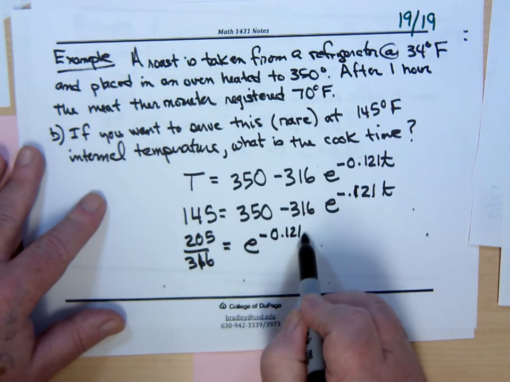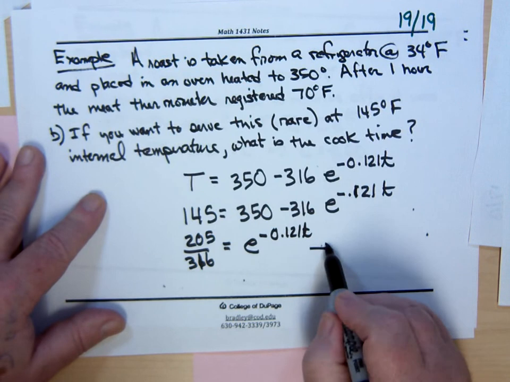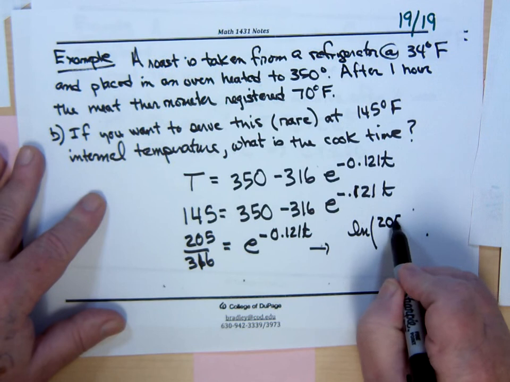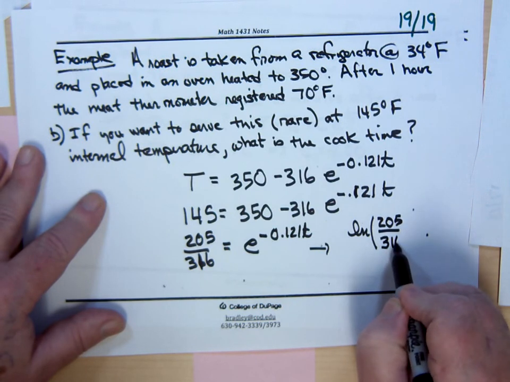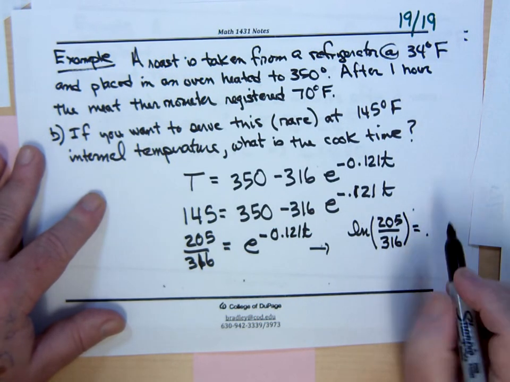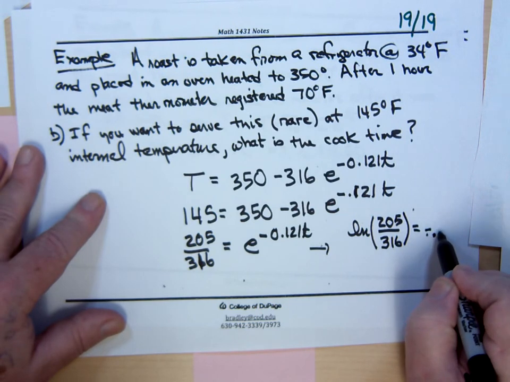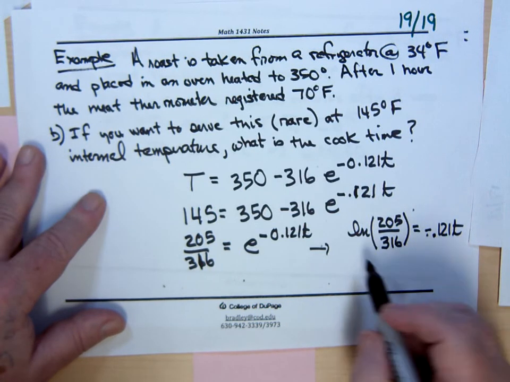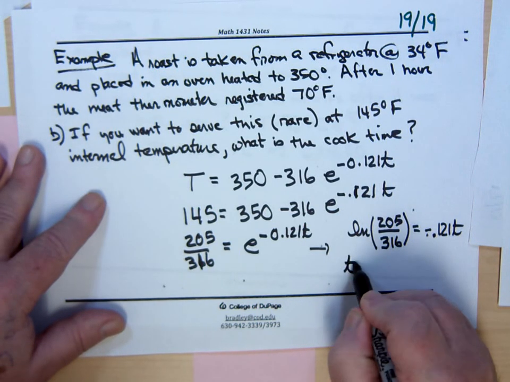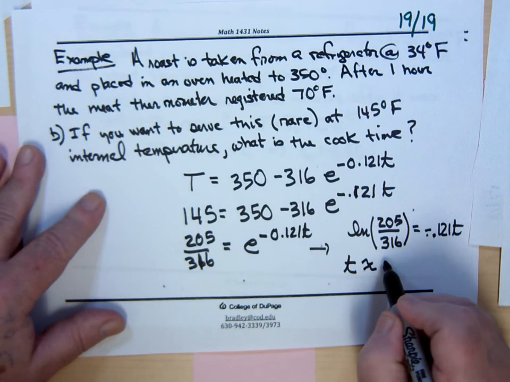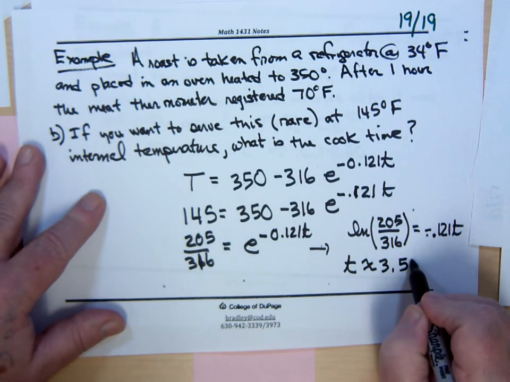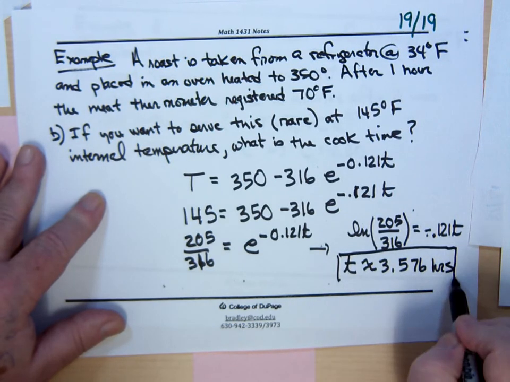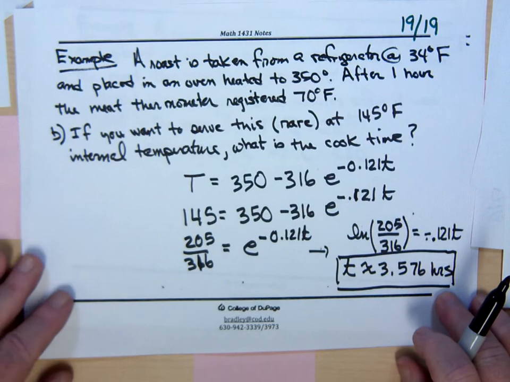Now we're going to take logarithms of both sides. So we get the ln of this number over 316 is equal to minus 0.121 t. So we will divide both sides by that, and we will get t is approximately equal to 3.576 hours. So that's our example of Newton's law of cooling, or in this case, Newton's law of heating.